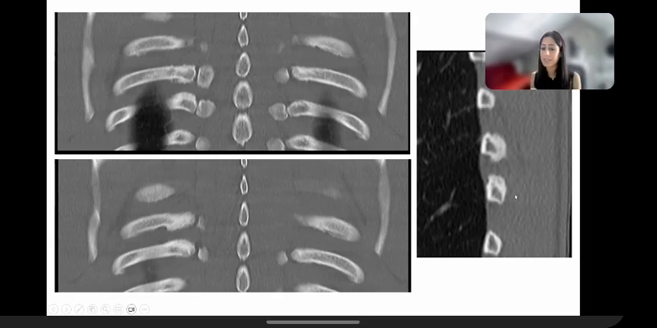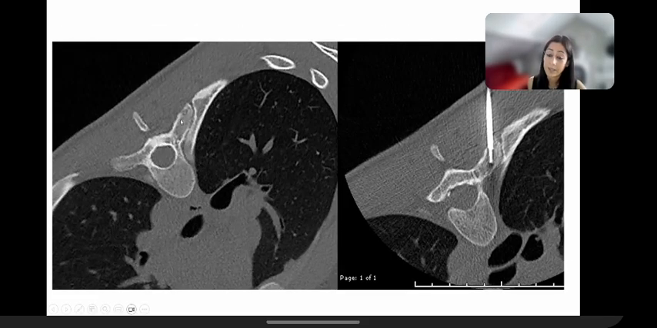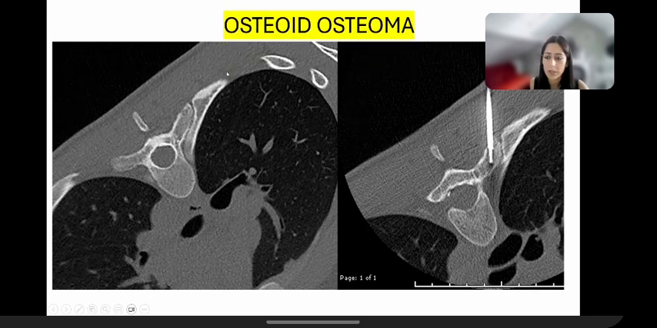Now, when you see such new bone formation in a young patient, there's one thing you should always consider, and this was a case of osteoid osteoma. On this CT, you can see this tiny lucent lesion in the tip of the transverse process, and that has this focus of mineralization. So this was an osteoid osteoma. It was proven, and then it was cryoablated.